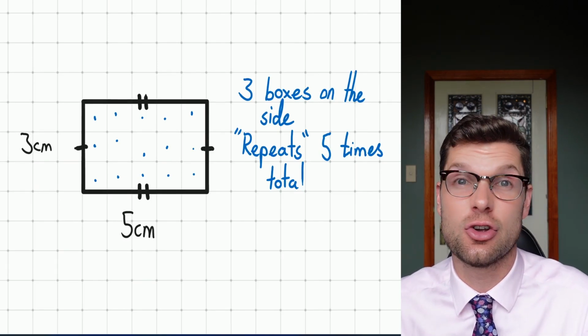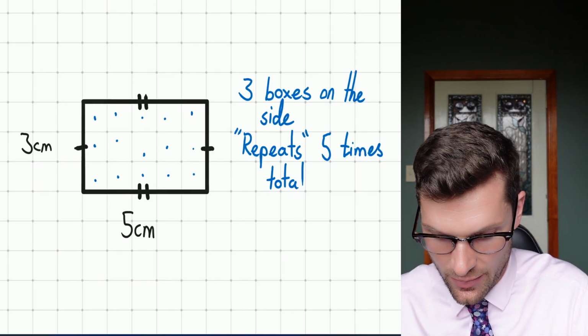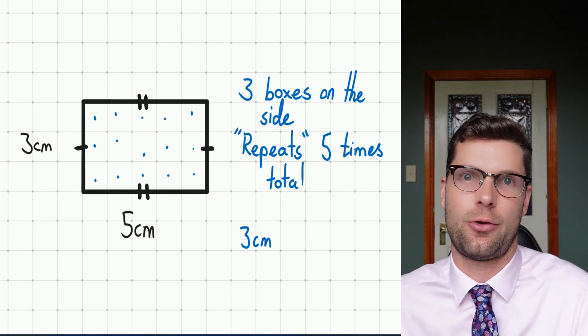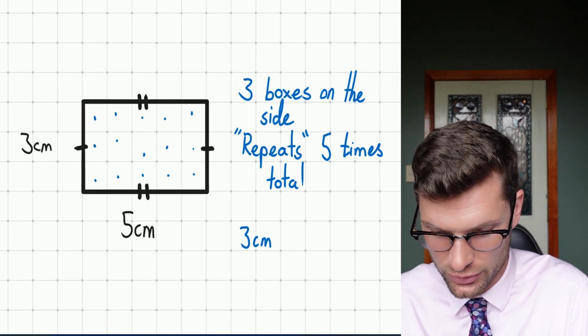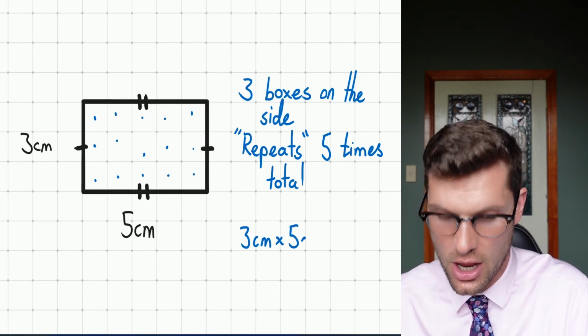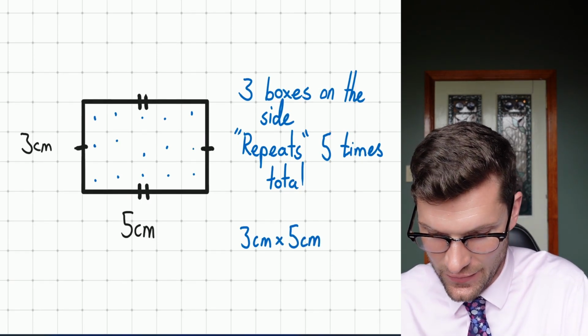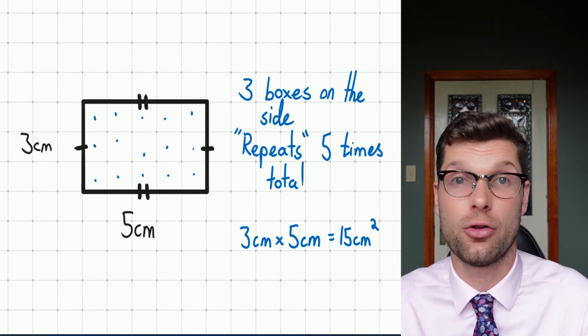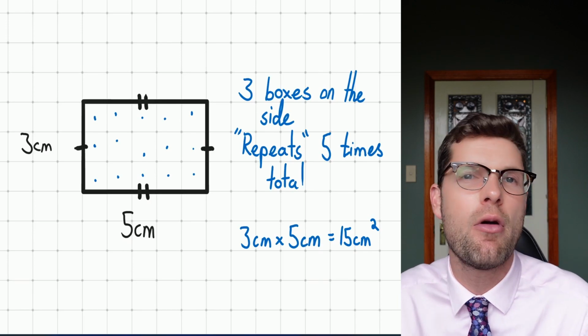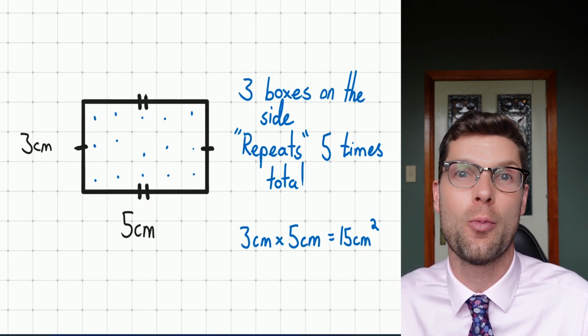So that means when I actually do the working out for this, I've got 3 centimeters, right, up that 3, and that repeats itself 5 times. So I've got multiplied by 5 centimeters. So my final answer is 15 centimeters squared. If we wanted to, we could count up all those boxes and we would get to 15 as well, but this math step will make it much easier.